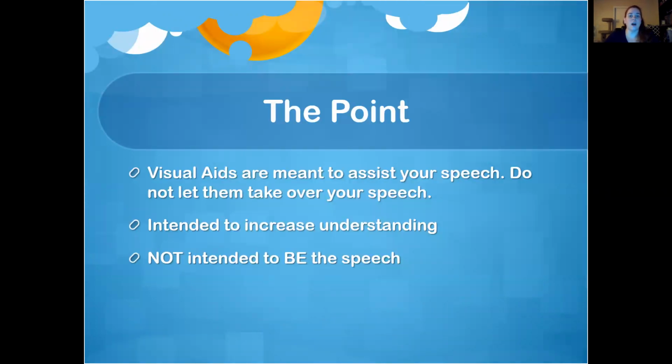So what is the point of your visual aids? It's exactly what it sounds like. It is something visual for your audience to see that helps to aid them in understanding your speech. Your visual aid is not intended to be your speech. You don't want it to take over your speech. You simply want it to be something that helps your audience understand what you're trying to convey to them.